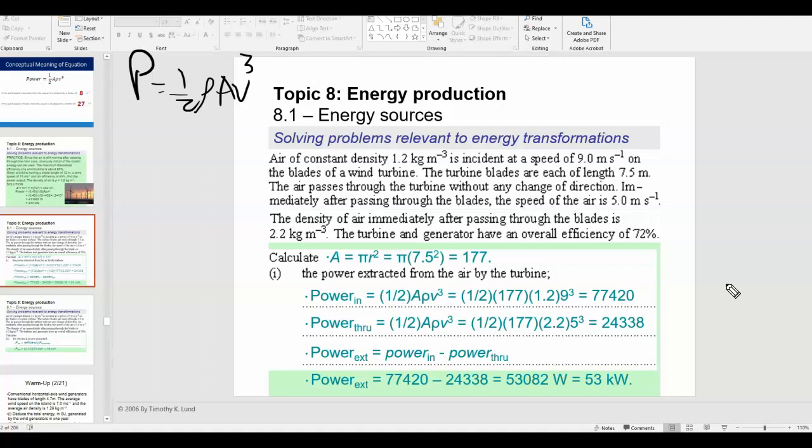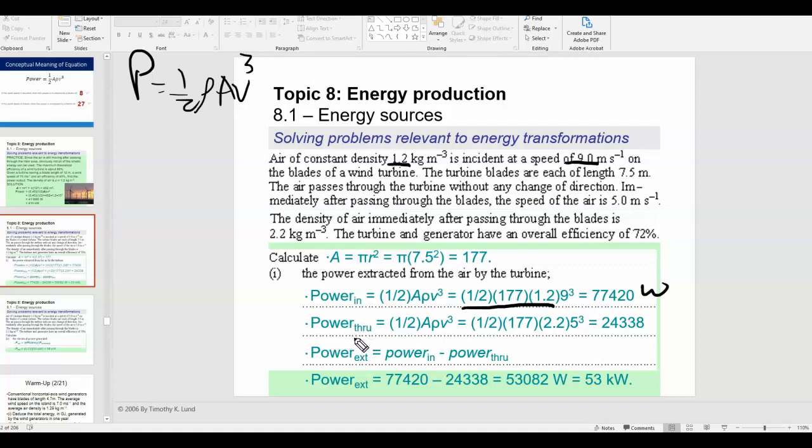If you understand how to break it down like I just did, then you can start to figure out how to do the calculations. And so you see what they did here. They found the power in. They just use the equation for the power in. They give you the original density and the speed when it hits the turbines. They calculate what that power is, and then understanding that the power extracted, the power that actually goes to the turbines, is basically the difference between these two powers.